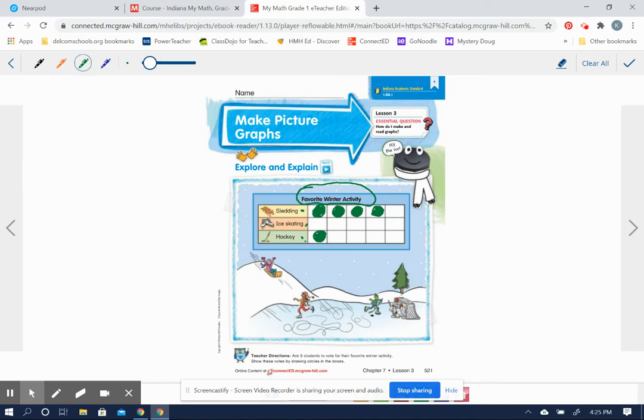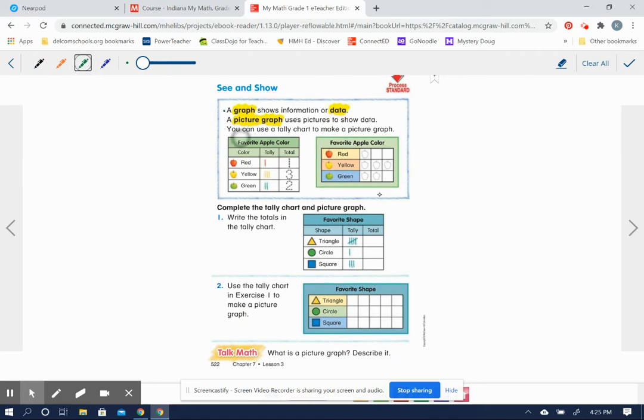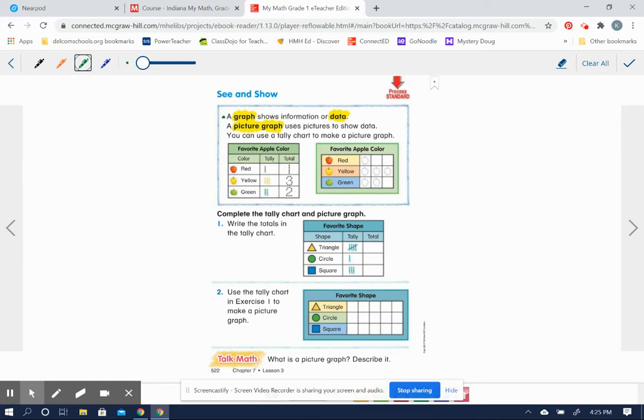Well, you don't have papers, but we're going to look at the back of this and just kind of review here that a graph, get my pen, hold on. Okay, right here is where I'm reading up at the top. A graph shows information or data. A picture graph uses pictures to show the data. You can use a tally chart to make a picture graph.